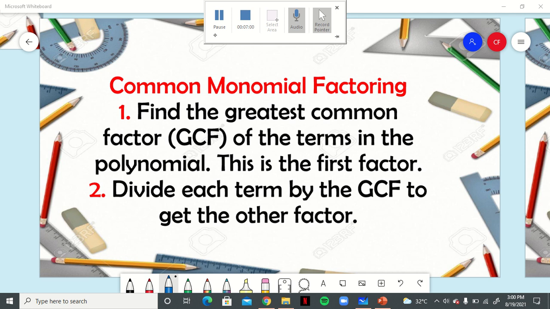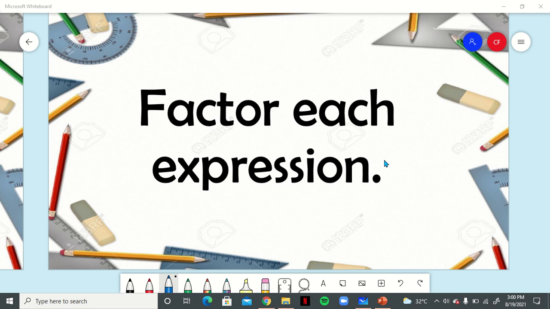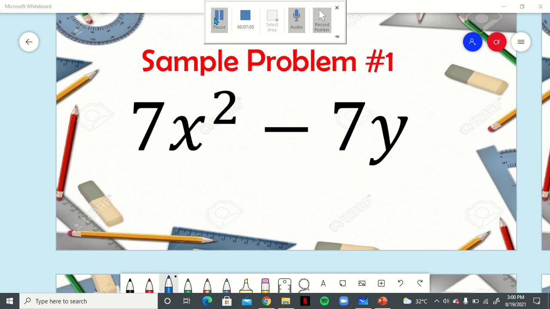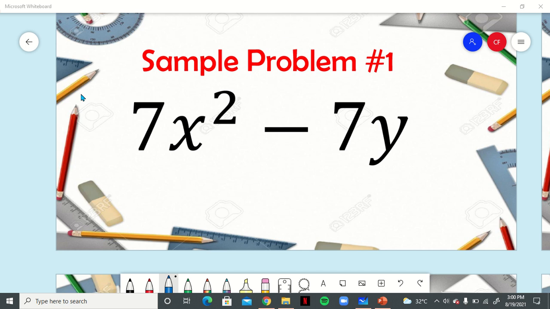Let's proceed to the examples. Factor each expression. Sample problem number 1: 7x squared minus 7y. Again, we will get the GCF. Find the GCF.